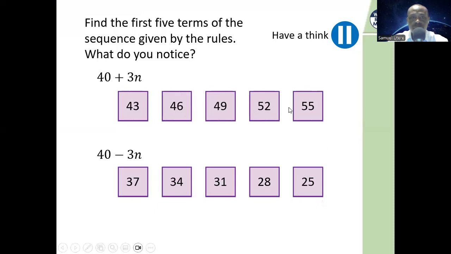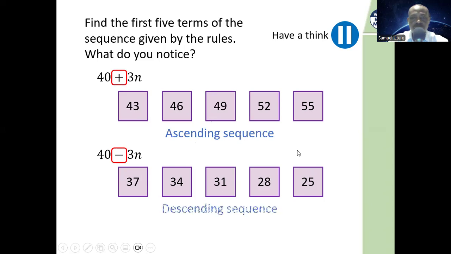you actually notice that this one is increasing, right? Because we're adding 3n. So as we keep multiplying 3 by the terms of the sequence as they increase, of course, we're going to be increasing the sequence. Why this one we're subtracting, so we have a decreasing sequence. So you're going to hear these words: ascending sequence and descending sequence. Ascending means going from low to high. So you can see going from 43 to 55. Descending means going from high to low. So the sequence is descending.